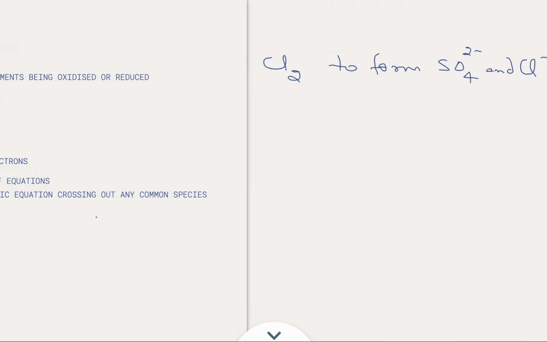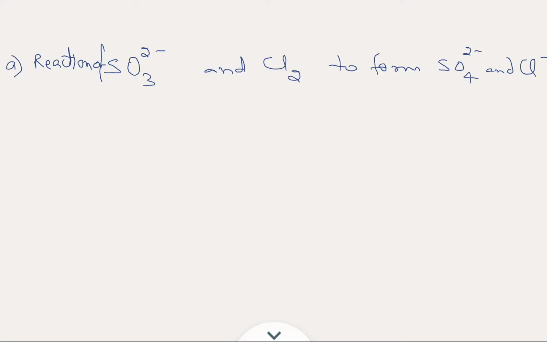Now the first one is the reaction of sulfite ion, SO3 2-, and chlorine to form sulfate and chloride ion. The first step we are going to do is that the sulfur containing species will create one half equation and the chlorine containing species another one. So SO3 2- is giving you SO4 2- as a product, and in the other half equation it's chlorine which is reacting to form chloride ion.